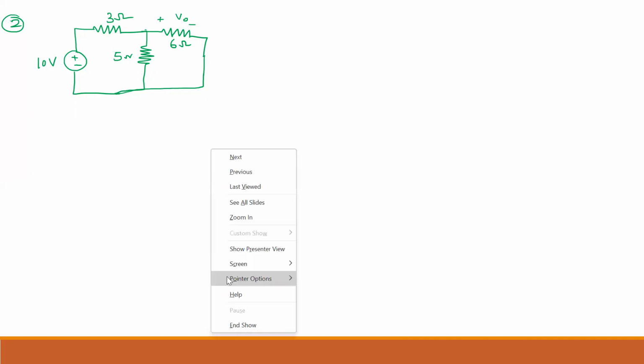Let us take 10 volt, 3 ohm, 5 ohm and 6 ohm. Now I want to know what is the voltage across the 6 ohm. Now remember, I should not disturb the 6 ohm resistor since I have to calculate the voltage over there.